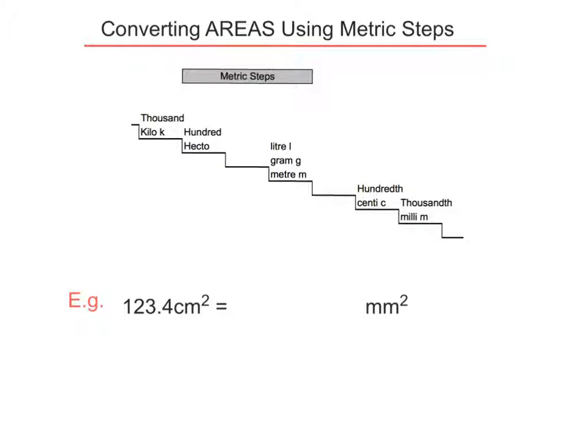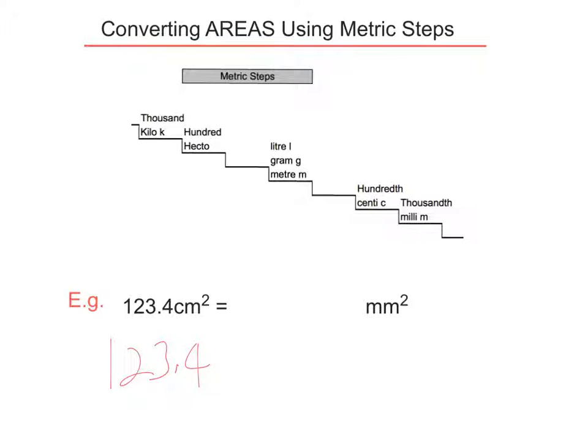When we converted lengths using metric steps, we counted the steps we took on the metric steps and moved the point the same number of places. With area, we have to move it twice as many places because area is centimetres squared, millimetres squared, etc. So in this example here, I've got 123.4 centimetres squared, and I want to change it to millimetres squared.